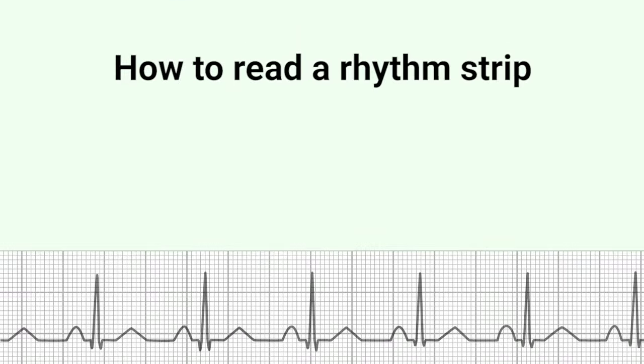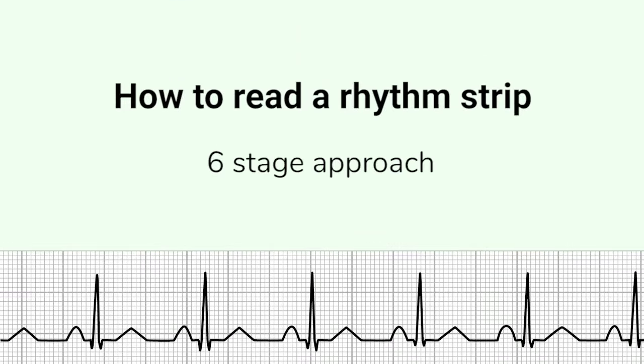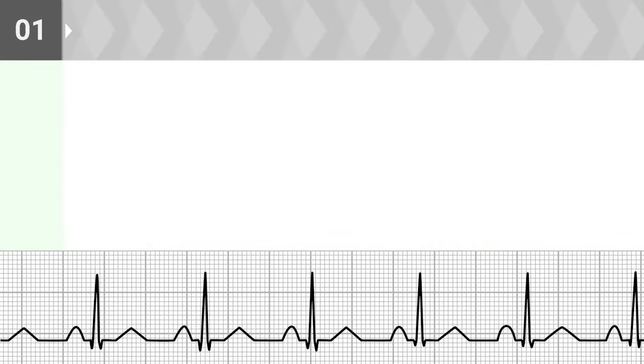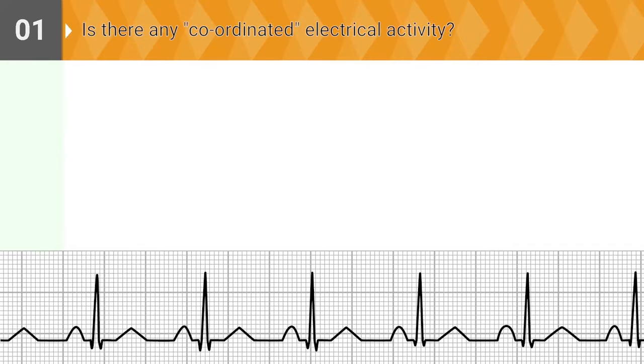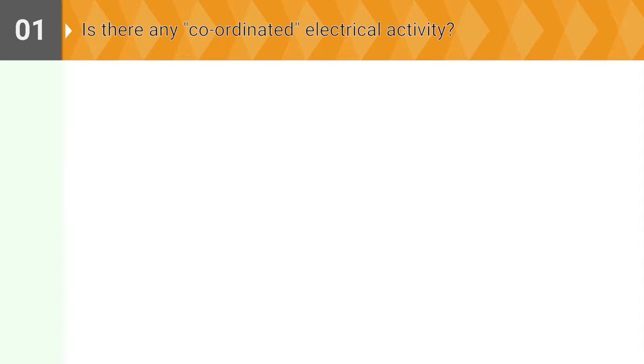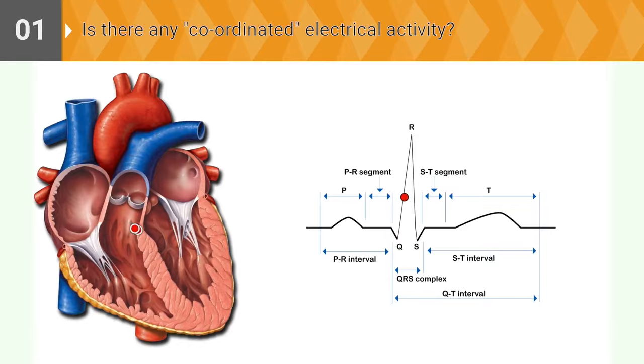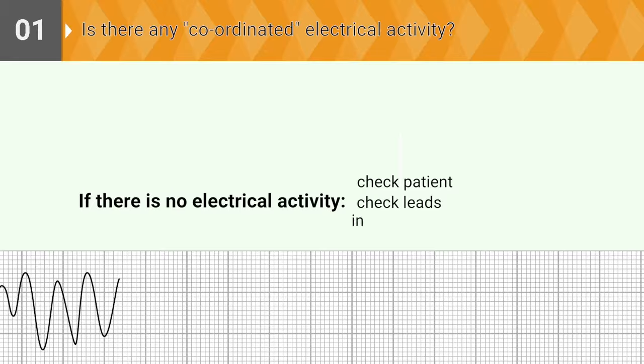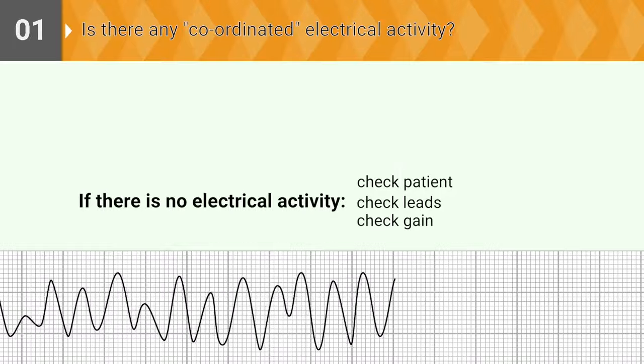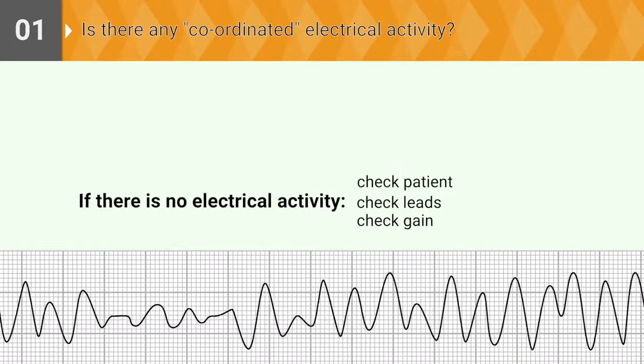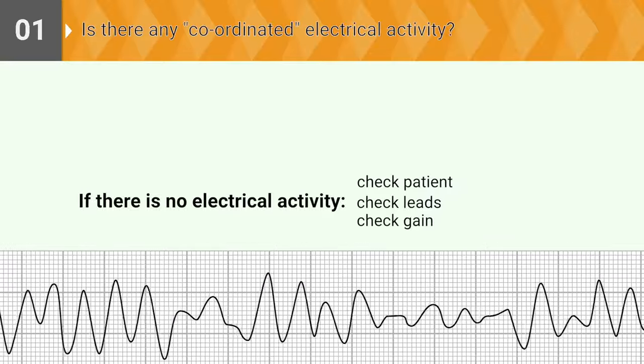With those thoughts in mind then, we are going to move on and consider how to read a rhythm strip using this 6-stage approach. The first question you should consider in looking at any rhythm strip on the screen is: is there any coordinated electrical activity? That is, that you would expect to be associated with a cardiac output. We have chosen to add the word coordinated because even in a life-threatening arrhythmia such as VF, there is electrical activity on the screen. However, this activity is chaotic, variable, and not coordinated.